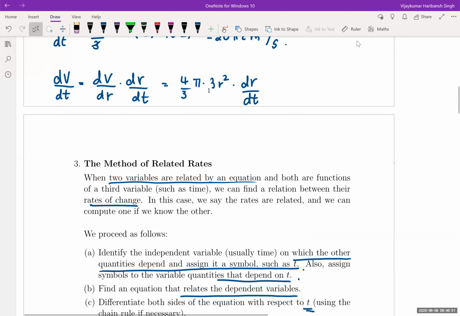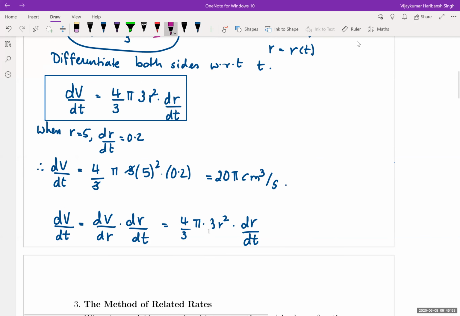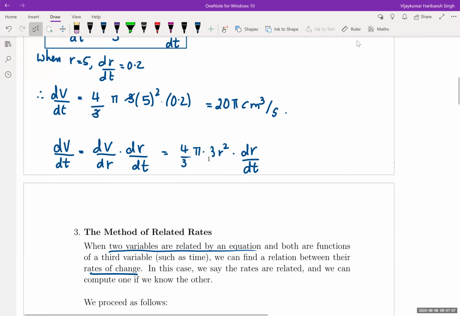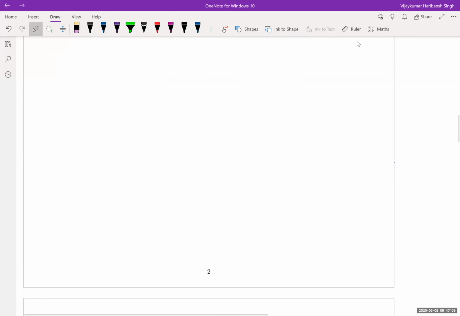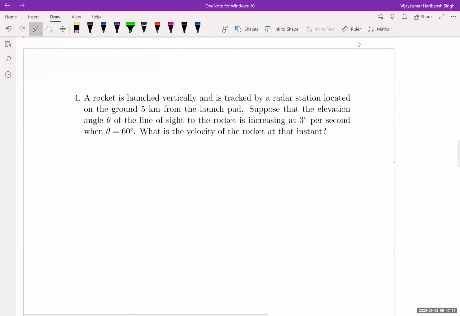So in this case, once you get to here, you knew the rate dr by dt, so you know the other values. Substitute to find the unknown rate which you're looking for. What are we looking for here? dV by dt. So this is how the related rate problem proceeds. So let's look at another problem.